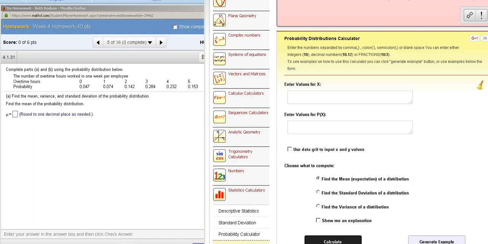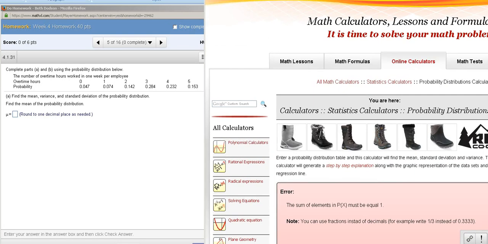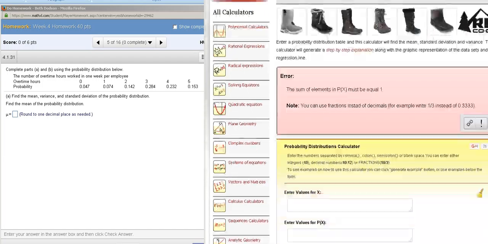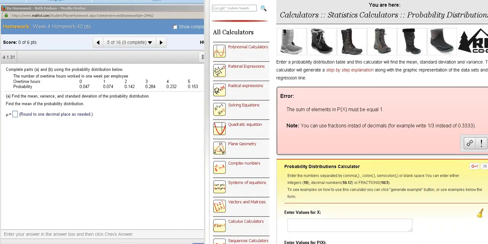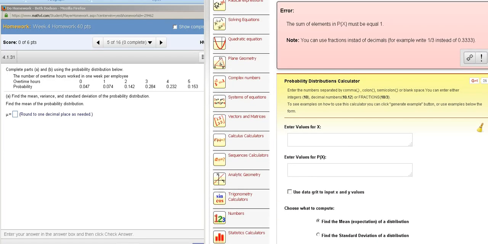So when you get to the website, here's what it's going to look like. You're going to be on a page that looks like this. There's going to be lots of advertisements around it. You can see what I've been shopping for, boots, for the snow that's here.